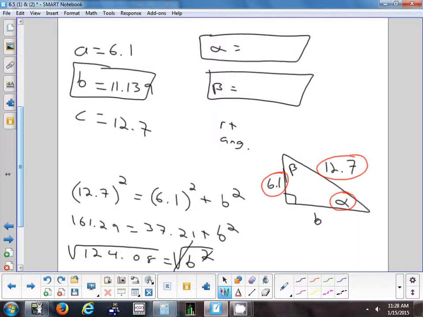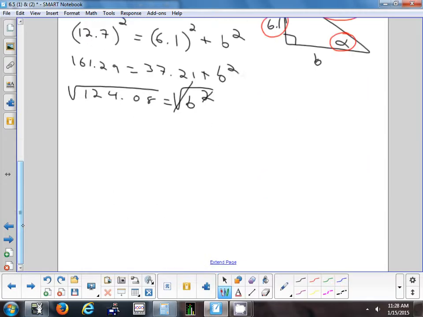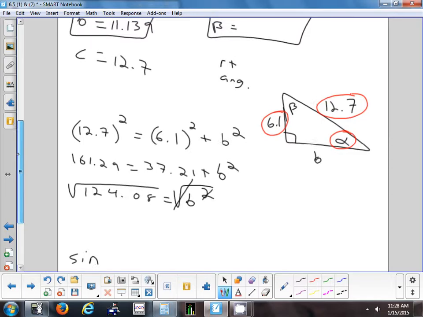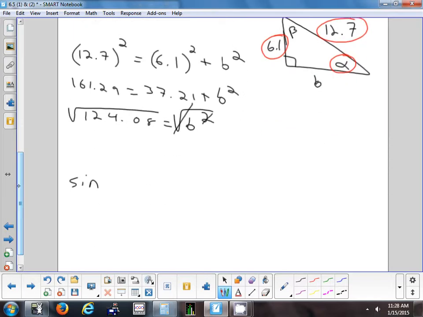Okay, Emily, which trig function would I use there? Sine. Opposite and hypotenuse. Let's set that up. So sine of alpha equals 6.1 over 12.7.